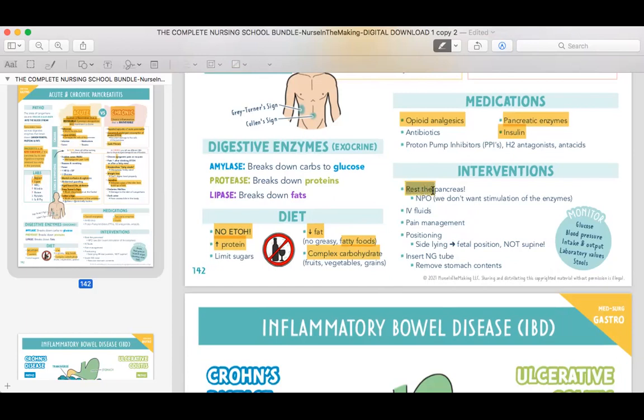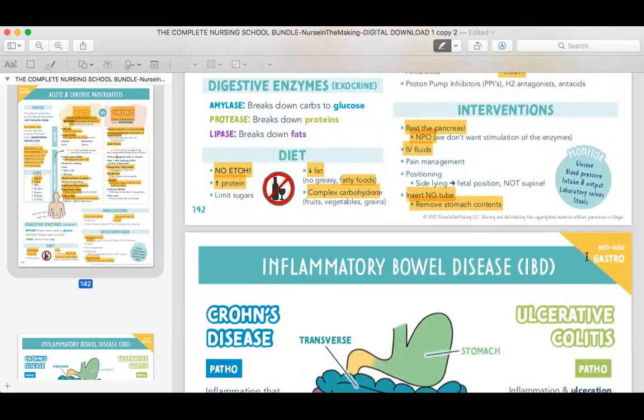So interventions: rest the pancreas. So we talked about this. We put them on NPO. We don't want to stimulate the enzyme. So we can do NG tubes, I believe. Yeah, NG tubes. We talked about this during the live review. Insert NG tubes, remove stomach contents. And you want to make sure they're on NPO, IV fluids. You want to make sure that they're side-lying. You monitor their glucose, intake and output.